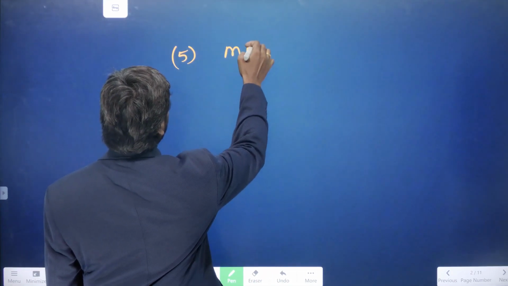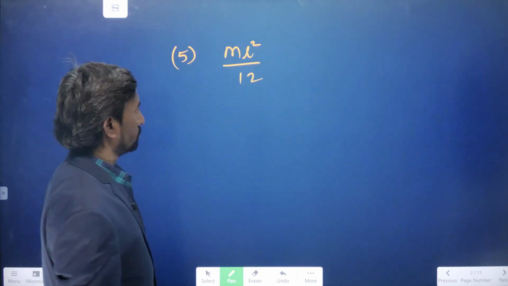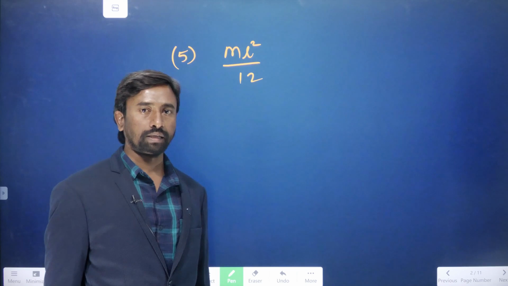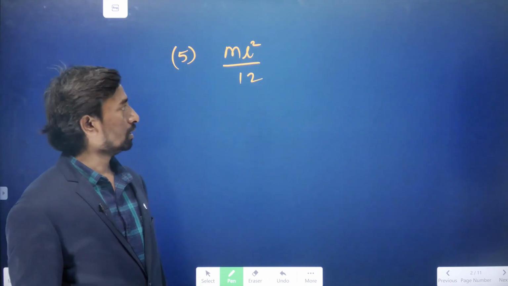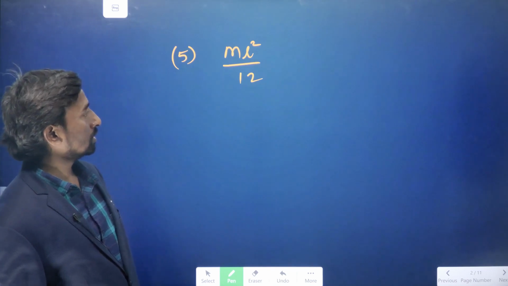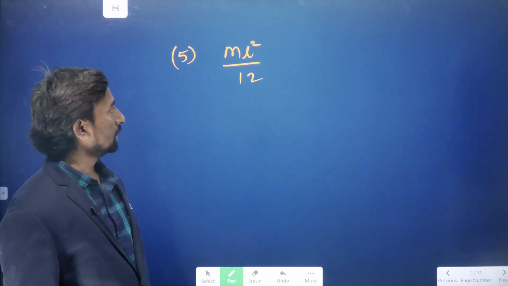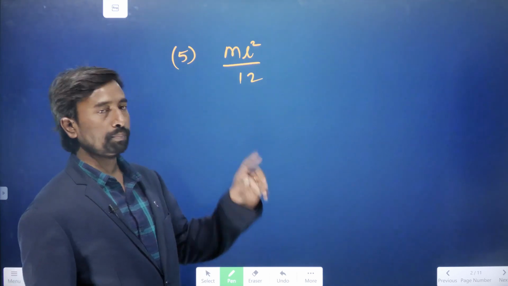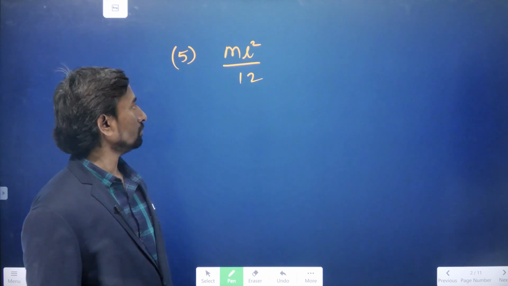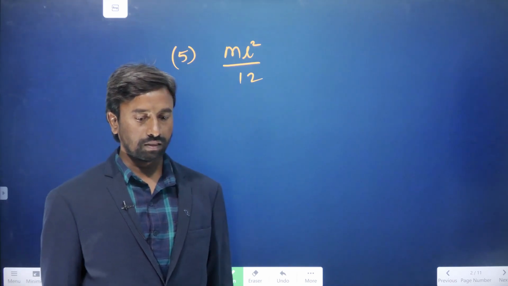ml square by 12. Suppose it is the moment of inertia of the uniform rod of mass m and length l and the breadth is b there, then the moment of inertia about the axis passing through its center and perpendicular to its breadth, if it is taken, then we will get mbl square by 12 there. Okay. So the next, sixth one is given there.